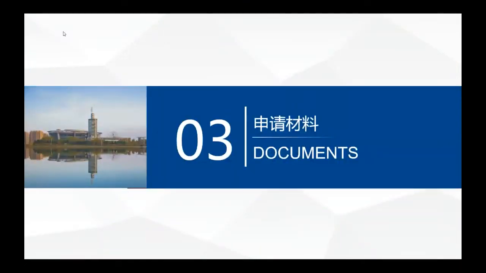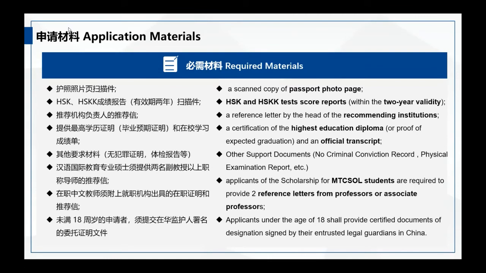Okay. After checking the applicant's eligibility, we would like to show you the required documents for applying the scholarship. Here is the material list. The passport photo page and HSK and HSKK test score reports. Important notice, your test score needs to be within the 2-year validity. And we also need you to provide us a reference letter by the head of the recommendation institution, your certification of the highest education diploma or proof of your study certificate, and an official transcript.